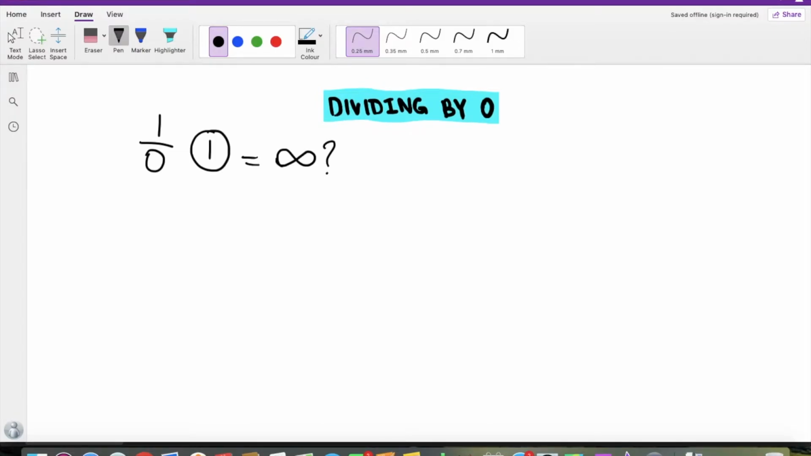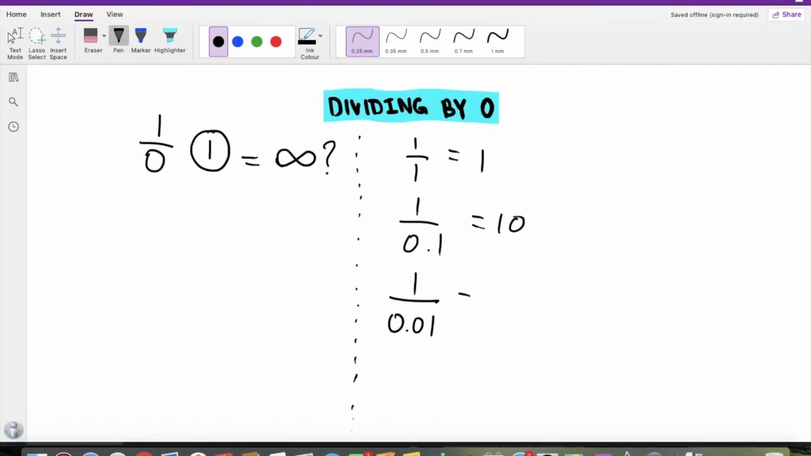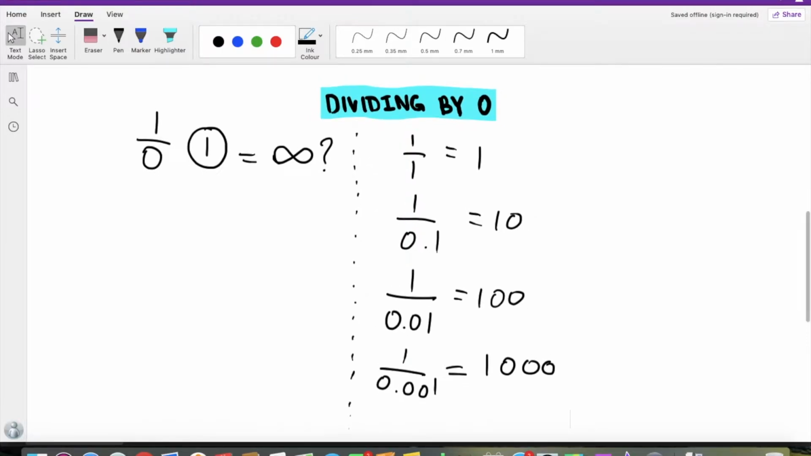We can't just get our answer from one thing. I want to show you another thing. If we do 1 divided by 1, we get 1. 1 divided by 0.1, we get 10. 1 divided by 0.01, we get 100. 1 divided by 0.001, and we get 1,000. So you see where this is going.